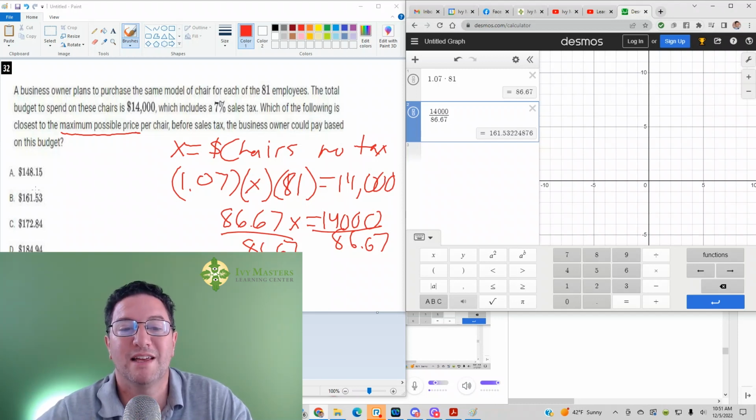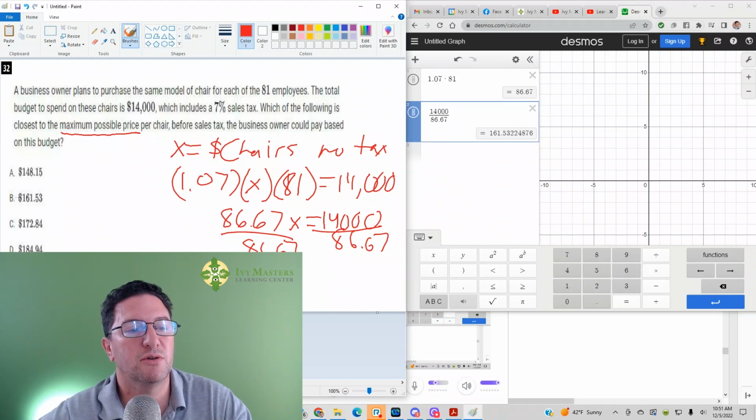And then if you tested it out, in other words, divided that 14,000 by answer choice B, 161.53, you would find that you are still under budget. Or if you divided it by 81, you'd find that you're still under budget. B is your correct answer.